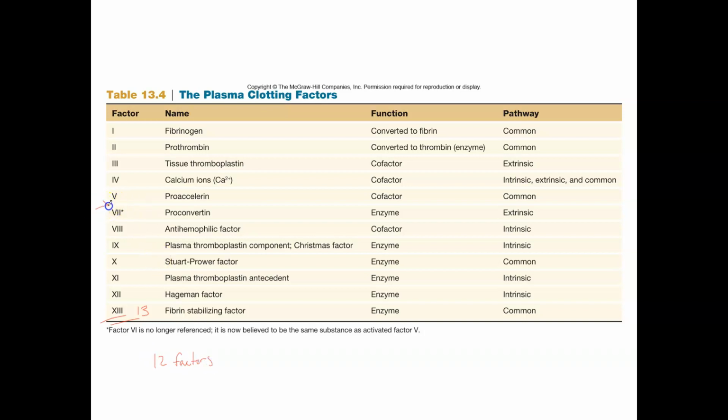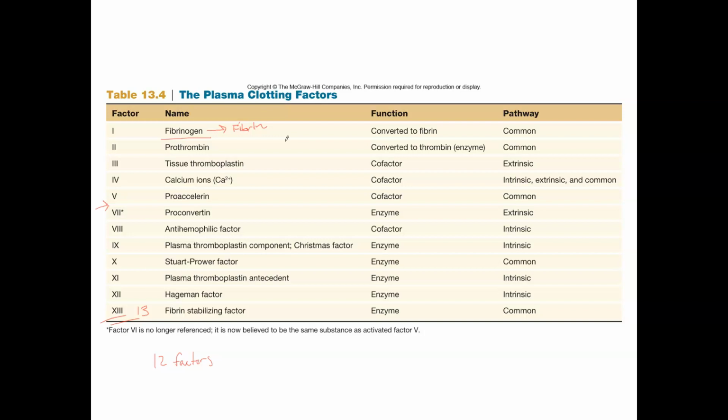During the discovery, clotting factors were numbered based on their discovery and not their location within the pathway. So the first clotting factor was fibrinogen. Fibrinogen is the protein that is going to become fibrin. So that was the first clotting factor discovered in the process of coagulation. So it was listed as factor number 1.